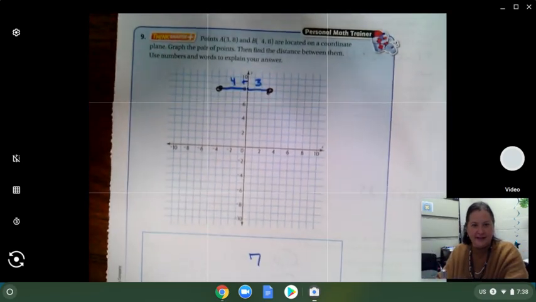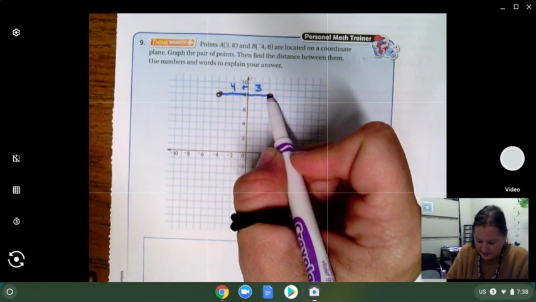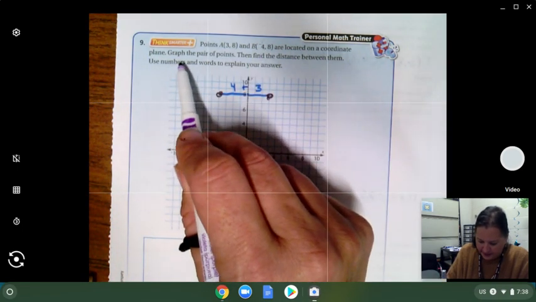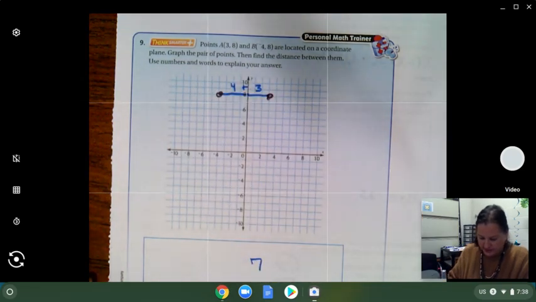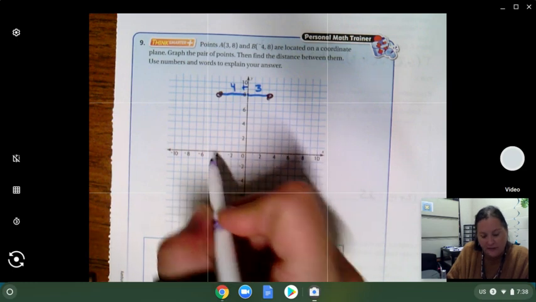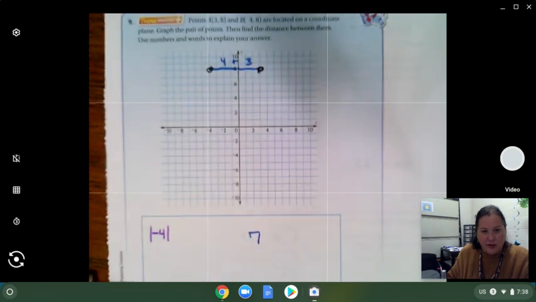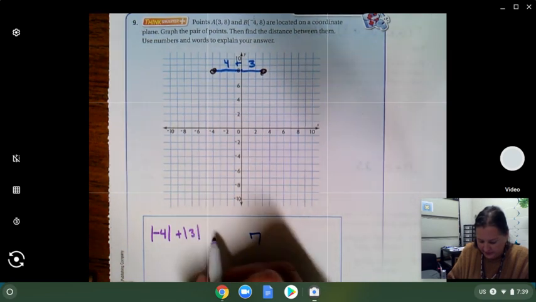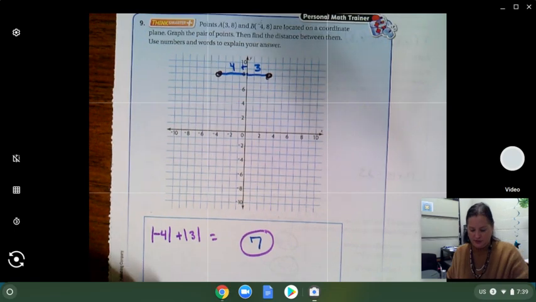Okay, the next one says, let's get in there so you can see it. Points A, 3, 8. So we go over 3, up 8, and B, -4, 8, are located on a coordinate plane. Graph the pair of points and then find the distance between them. Use numbers and words to explain your answer. So even though here we are going a -4 spots, it's 4 away from 0, so it's an absolute value of 4 when trying to find that location, plus the absolute value of the 3 positive, which will give us 7 units is the distance between those 2 points.